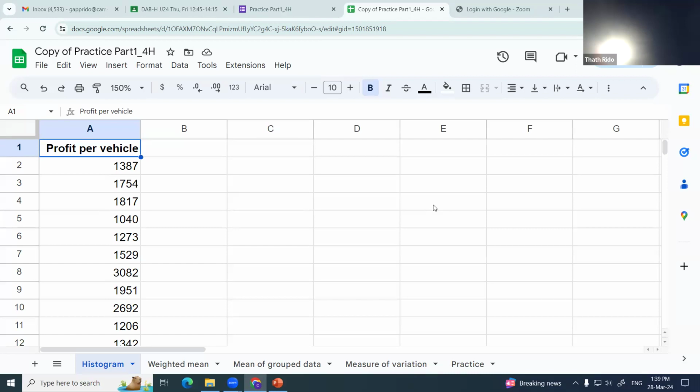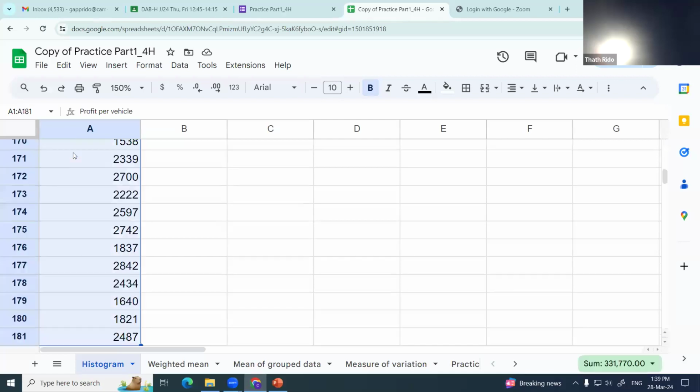Okay, so everyone now got this data. So the first one, histogram, it's just like creating a graph. You select the data from profit per vehicle until the end of the data, the end of the row. Then you click insert chart.